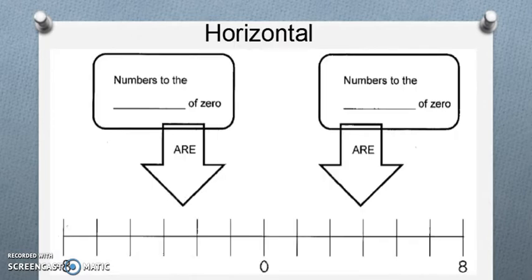The horizontal number line. Numbers to the left of 0 are negative. The numbers to the right of 0 are positive. The farther a number is to the left on a number line, the smaller it is. The farther a number is to the right of a number line, the larger it is.